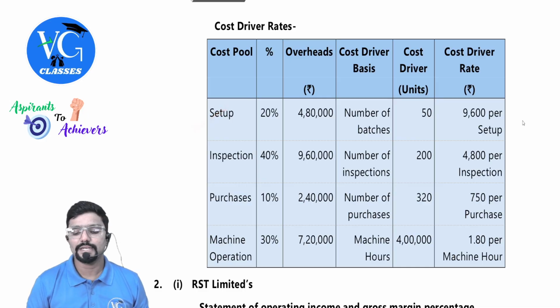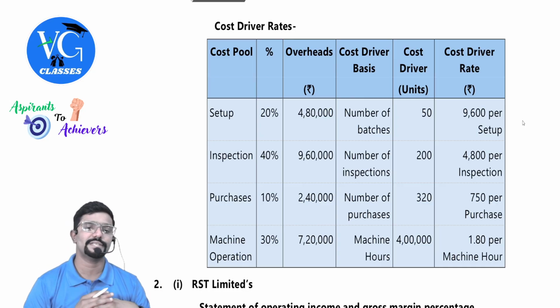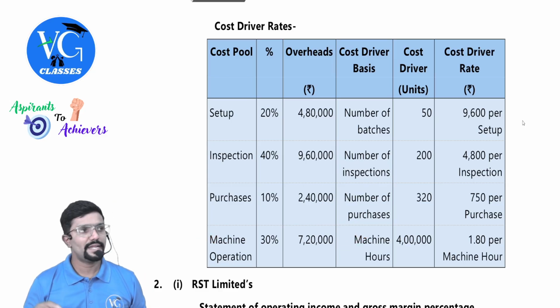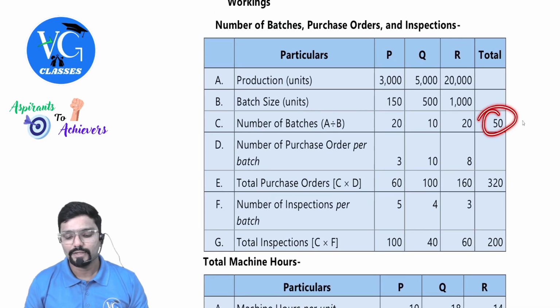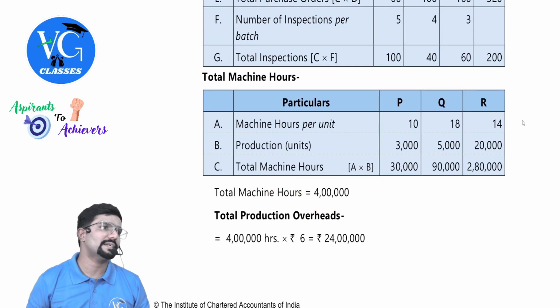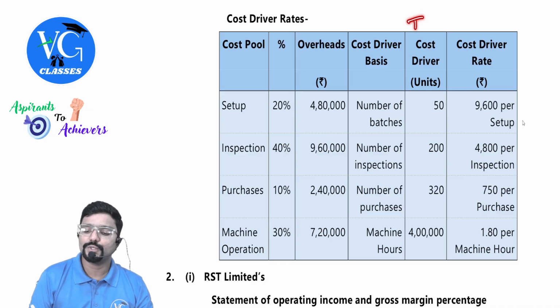For setup, it is the number of batches, because we normally do setup for each and every batch. Inspection, number of inspections. Purchases, number of purchases. Machine operation, machine hours. Take the total of all this. Number of batches, total is 50. Purchase orders, 320. Total inspections, 200. And machine hours total. Take it, all this we are taking as total.